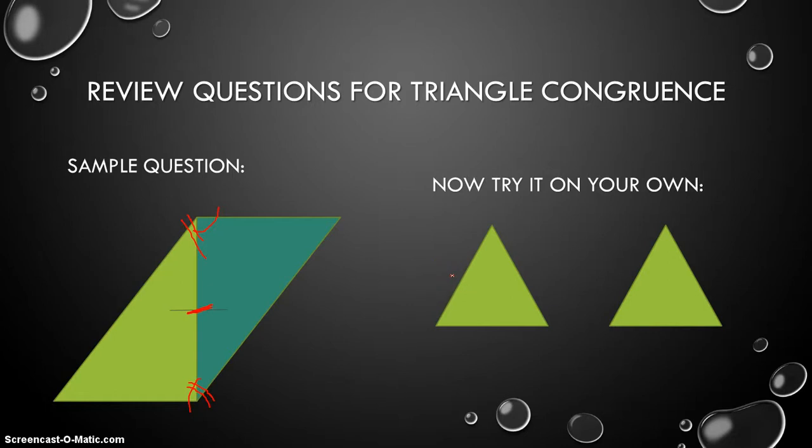So if you look at it, there's a side congruent to a side, there's an angle congruent to an angle, and then there's another side congruent to another side. So that one would also be side, angle, side.